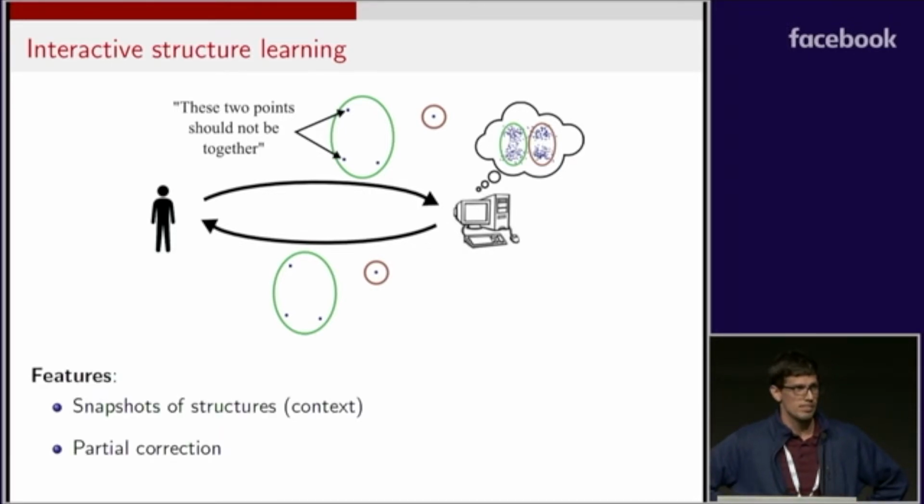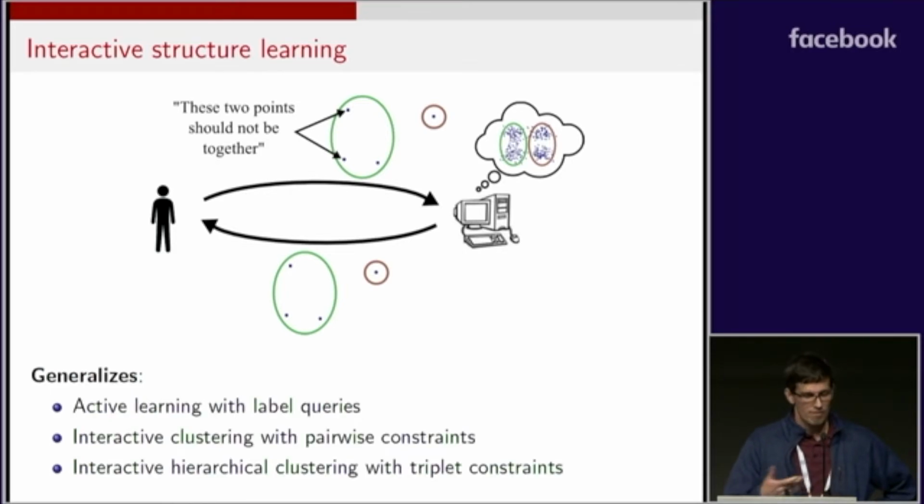There are a couple nice properties of this protocol. The first one is that providing these snapshots provides context and hopefully elicits more accurate feedback. Additionally, by only requiring the user to provide partial correction, we also should hope to elicit more confident responses from the users. Finally, this framework is extremely generic. So it actually generalizes active learning and interactive clustering among other tasks. So addressing things at the interactive structure learning level actually leads to efficient algorithms in all of these settings as well.